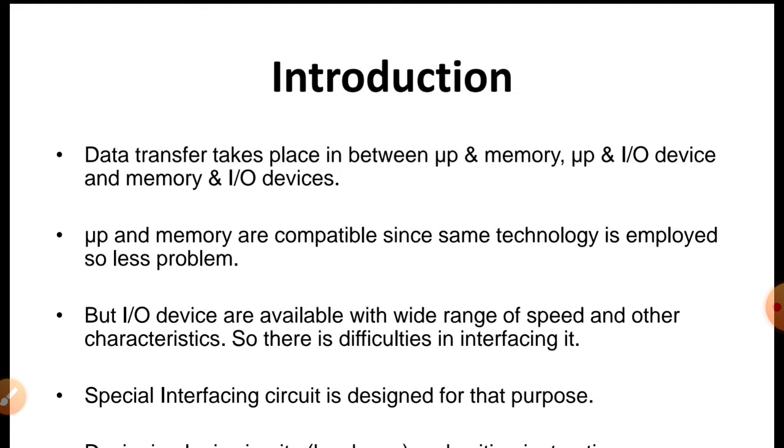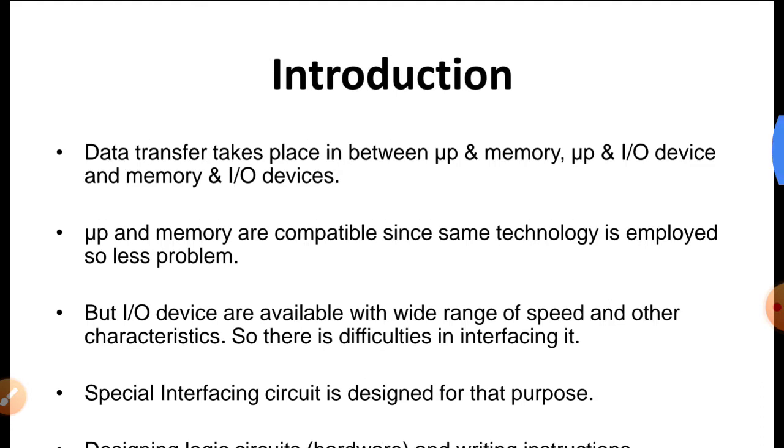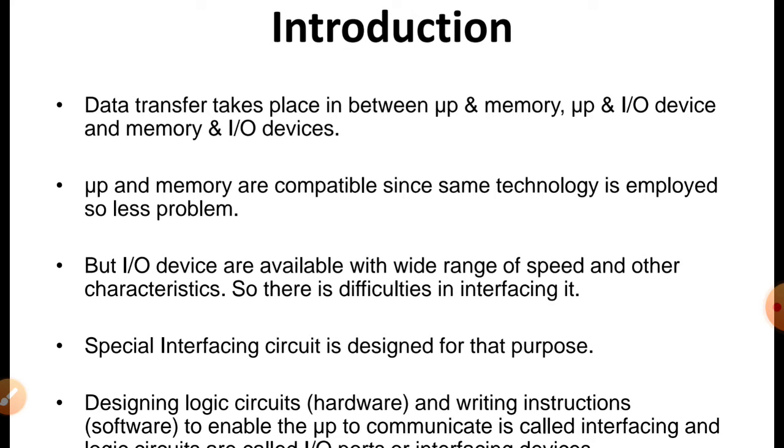Now, the different types of data transfer schemes are used because of the different capabilities of the systems. We are using three kinds of devices: the microprocessor, the memory, and the peripheral or input output device. The structure and the working process of each device is different. The microprocessor is a semiconductor device, memory is also a semiconductor device, but the peripheral devices are not semiconductor devices. They may be electromechanical devices.